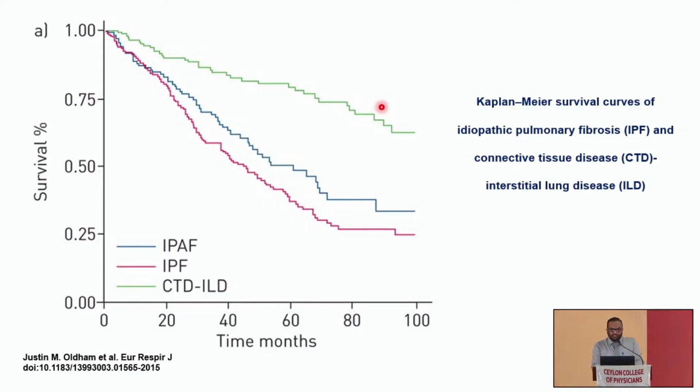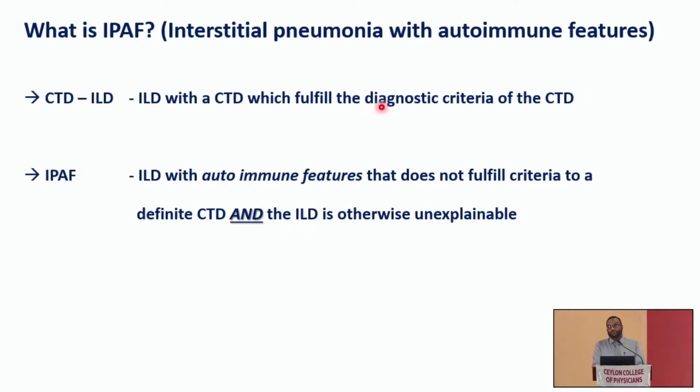Okay. So here I'd like to introduce another term which we call IPAF, or interstitial pneumonia with autoimmune features. So CTD-ILD means there's an interstitial lung disease with a connective tissue disease which fulfills the criteria for the particular connective tissue disease. But in reality, it's not always like that. So then we have the entity called interstitial pneumonia with autoimmune features. So we have the ILD, there are autoimmune features, but that does not fulfill the criteria for a definite connective tissue disease. At the same time, that ILD is not explained by other things like exposures.